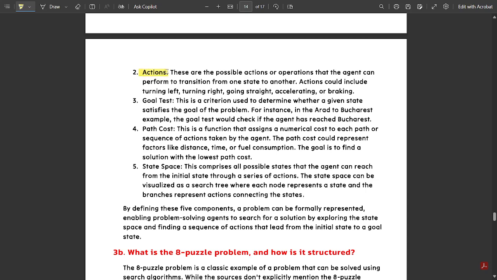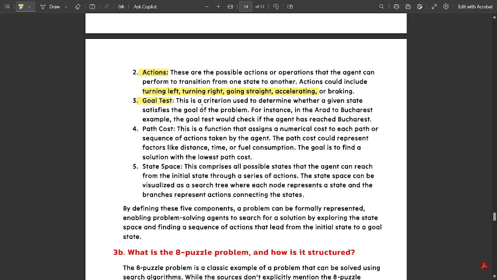Next is actions. What are the actions needed to reach that location? These are the possible actions or operations that the agent can perform to transition from one state to another. Actions could include turning left, turning right, going straight, accelerating, or braking. For example, if you're driving a car from one city to another, whenever you need to turn left, you turn left, and whenever you need to turn right, you turn right. Whenever you need to go straight, for example on highways, you go straight. Whenever you need to accelerate, if you see that there are no vehicles near you and the road is clear, so that you reach within a short time, you accelerate your vehicle, or brake whenever you see that vehicles are coming near you. So these are the set of actions that need to be taken.